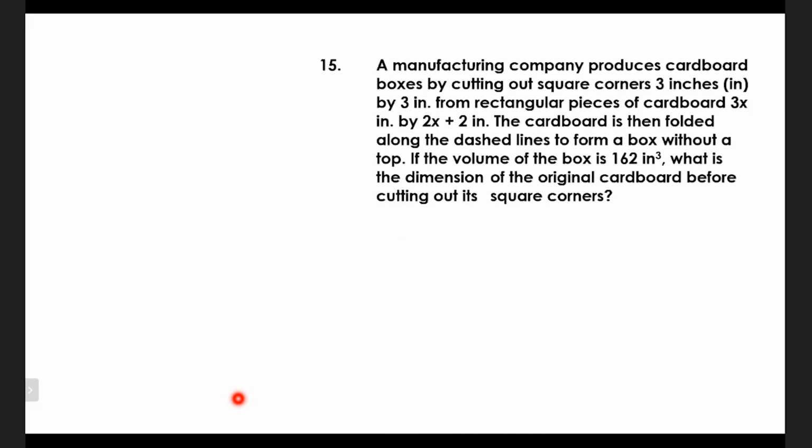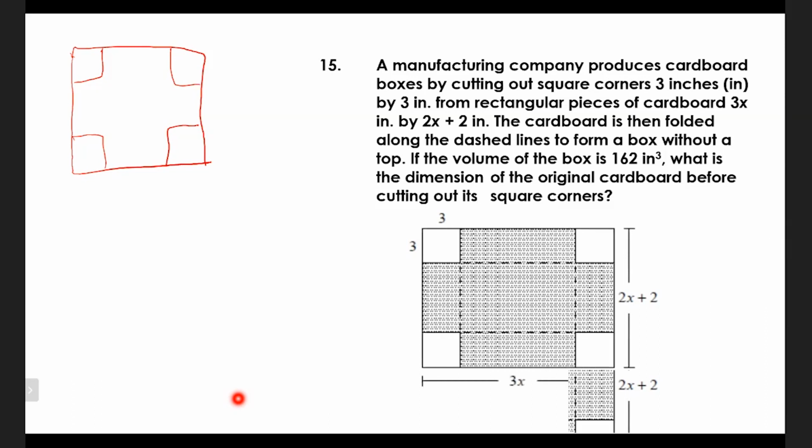Let us go to this question. A manufacturing company produces cardboard boxes by cutting out square corners 3 inches by 3 inches. So let us look at the diagram. So it is like this. Here 4 corners are cut like this, and boxes are made. What length did he give? The length is 3x and width is 2x plus 2. The cardboard is then folded and made, like this.